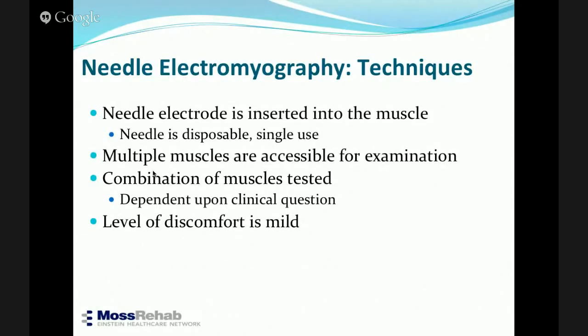So multiple muscles are accessible. For example, you use a needle electrode, and a combination of muscles are tested based on the clinical question. You don't select muscles not based on the clinical question. Level of discomfort is mild. I've had it done on myself hundreds of times. It's not that bad. You just have to explain.